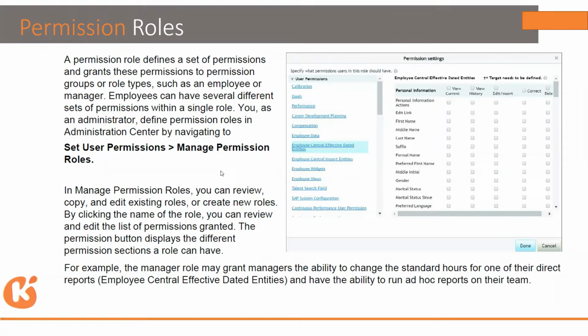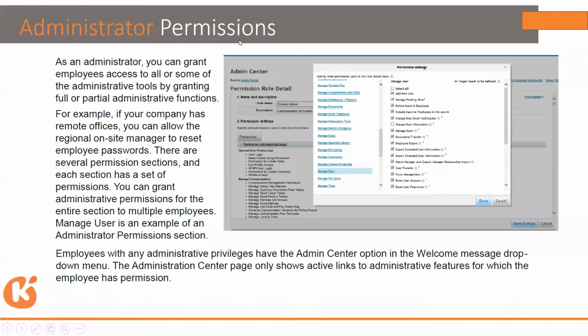Different employees will have different access, and that's where you need to create a different role for them. Once a role has been created, you can see here there is an administrator permission also. So there are two kinds of permission: one is the user permission and the other is the administrator permission. Administrator permissions are the permissions given to the SuccessFactors consultant, and user permissions are the permissions if you want to give a certain access to your employees.